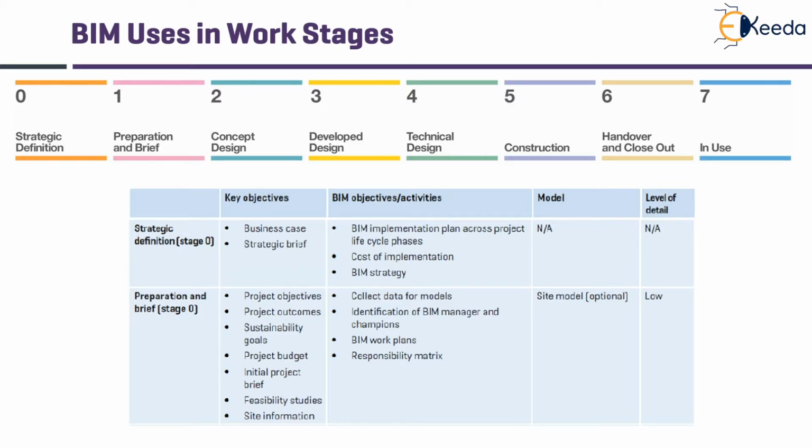In the strategic definition or stage 0, the key objective is to prepare the business case and strategic brief. It is also the time when the BIM strategy is laid down and its cost of implementing BIM in the project is calculated. In preparation and brief stage, data is collected for preparing models. BIM work plan and responsibility matrix is frozen. Here we get a small site model and the level of detail of that is very low.